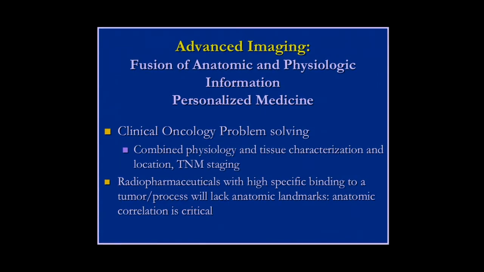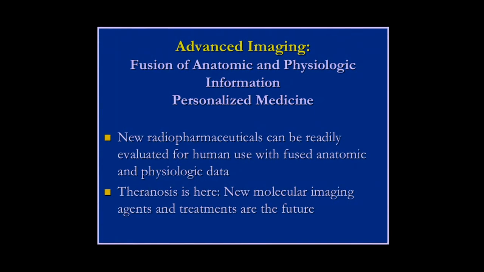And if we have radiopharmaceuticals which have a high specific binding to a tumor, in other words, all you see is this one tissue in the middle of an empty space on a PET scan, you absolutely have to have an anatomic image at the same time. So that'll allow things to take place more rapidly. So the hope is that new radiopharmaceuticals can be evaluated for human use more rapidly by the fusion of the anatomic and physiologic data. And theranostics is really growing.